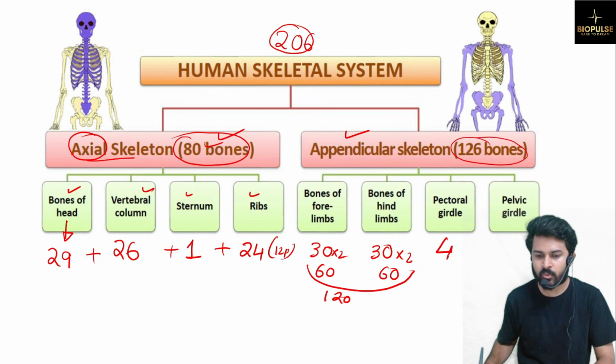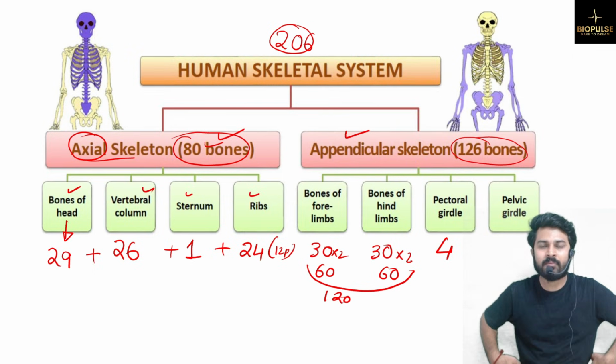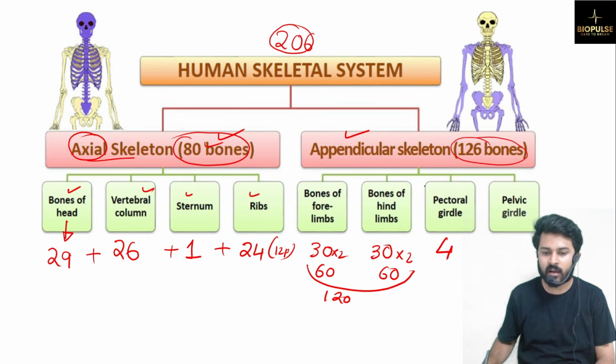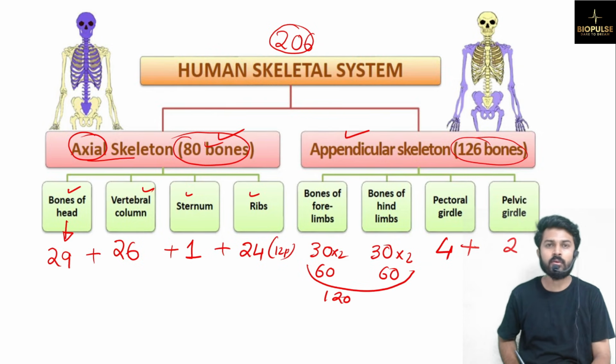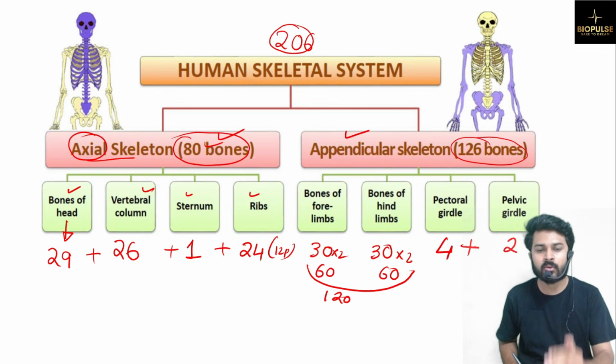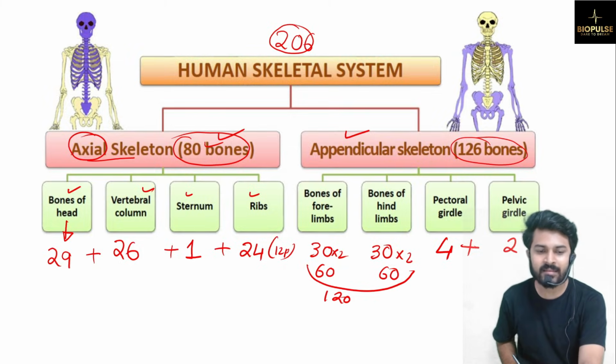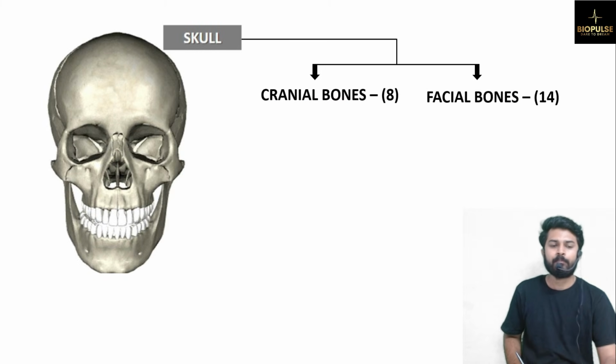4 bones will be present in the pectoral girdle, and the pelvic girdle, to which our hind limbs will be attached, will have how many bones? 2 bones. So 4 plus 2, 6 plus 120 is equal to 126 bones. So 126 bones we got to know in the appendicular skeleton, and 80 bones we got to know in the axial skeleton.